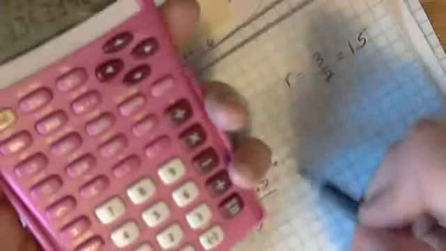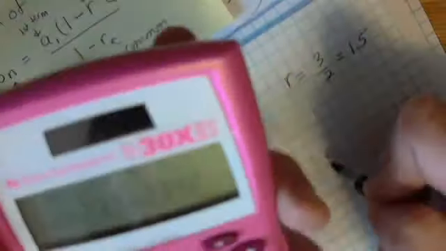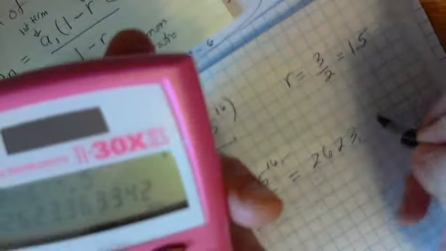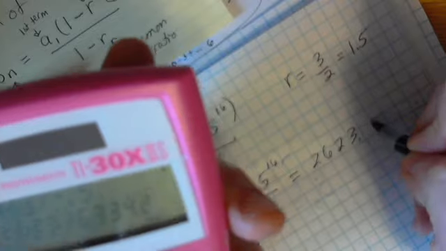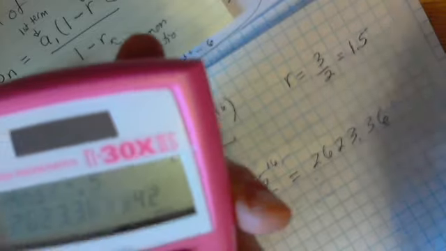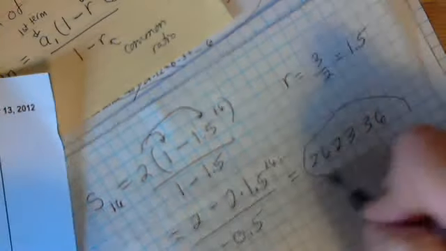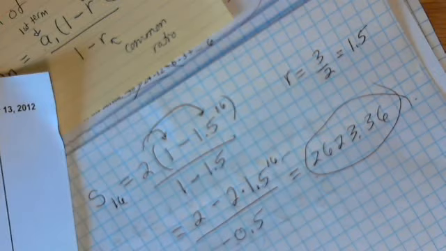And I end up with a very large number, 2,623, and let's round to the nearest hundredth. Now I could keep going. This is a finite number, but it goes on quite far in my calculator. And there we have it, the sum of the first 16 terms of this geometric series.